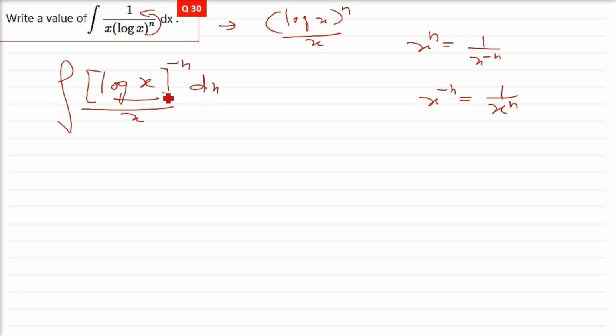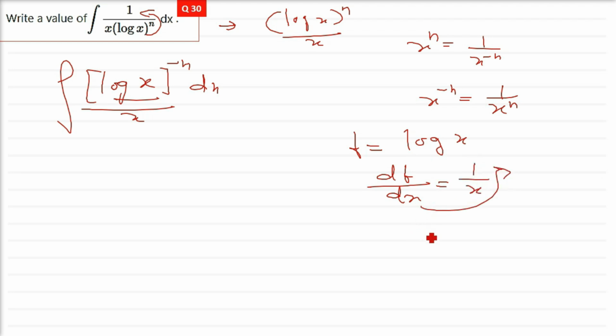So when you integrate this, when you take this t equals log x, when you differentiate both sides, dt by dx will be equal to 1 by x. You can take the dx upstairs, so dt will be equal to dx by x. So this dx by x is dt here.